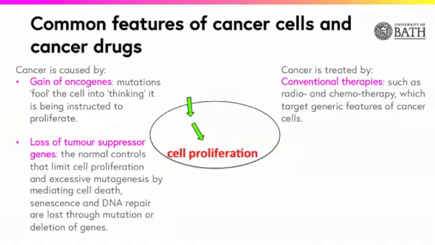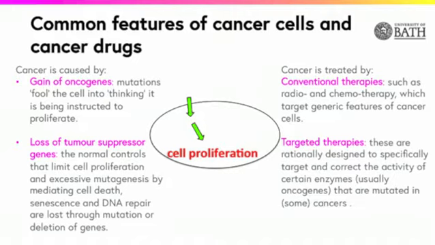So cancer's treated in general by a mixture of conventional therapies. These include radio and chemotherapy, which target generic features of cancer cells. So for instance, radiotherapy induces lots of DNA damage, and cancer cells characteristically lose DNA repair enzymes. So the radiotherapy, by inducing lots of DNA damage, selectively targets the cancer cells because they can't repair that damage and they die, whereas the normal cells can and they survive.